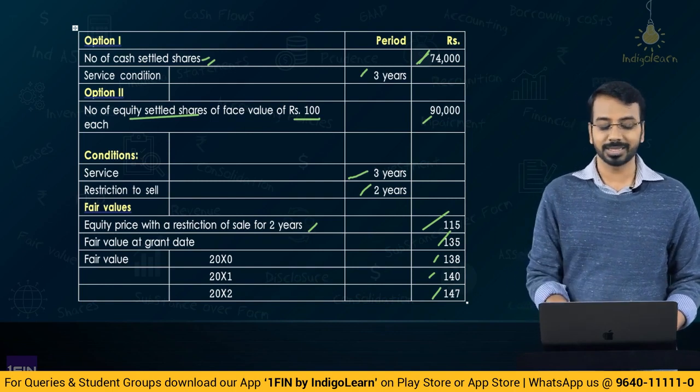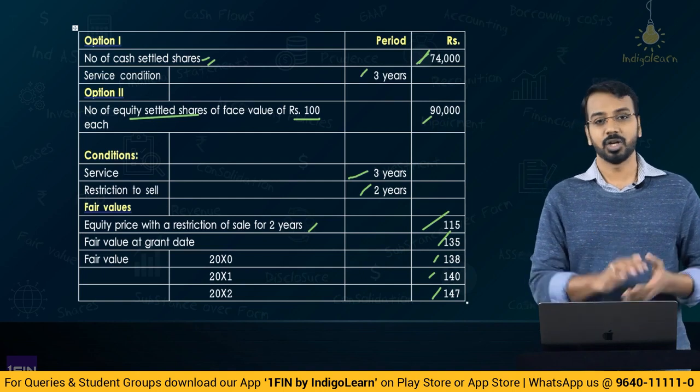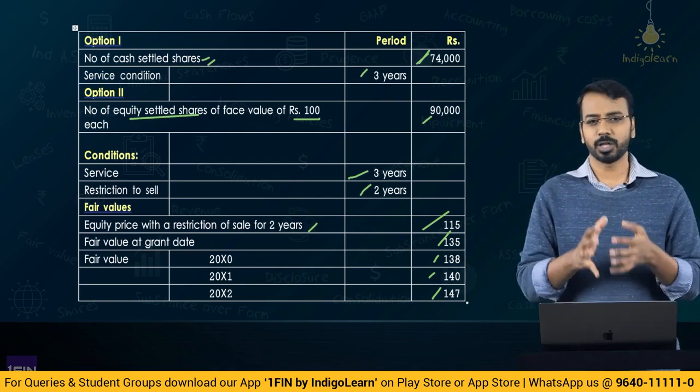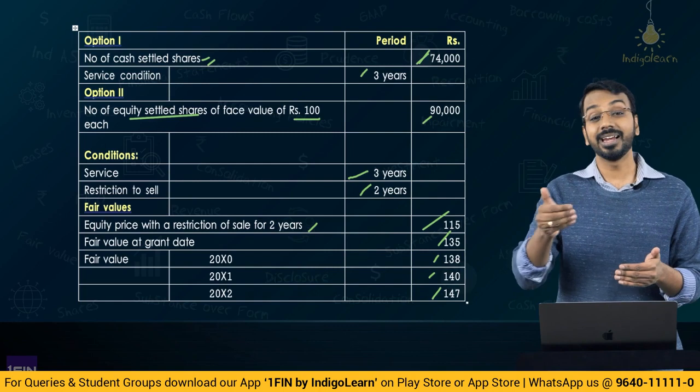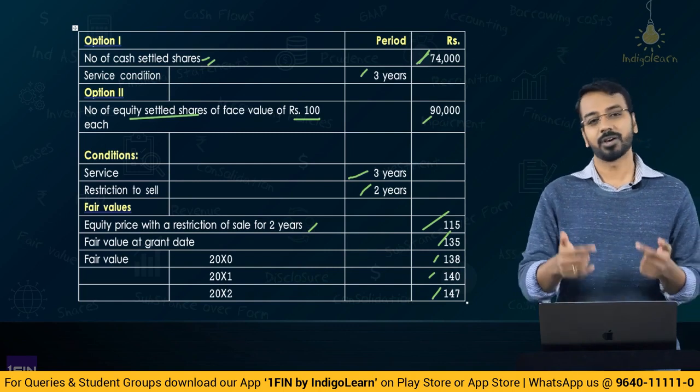Okay. Now considering this information, we have to pass necessary journal entries. Now friends, so far in all the questions that we have done, we have done a detailed calculation or a detailed working for our understanding.